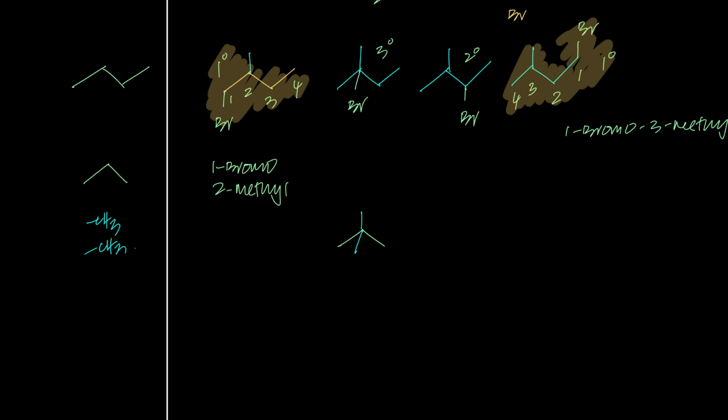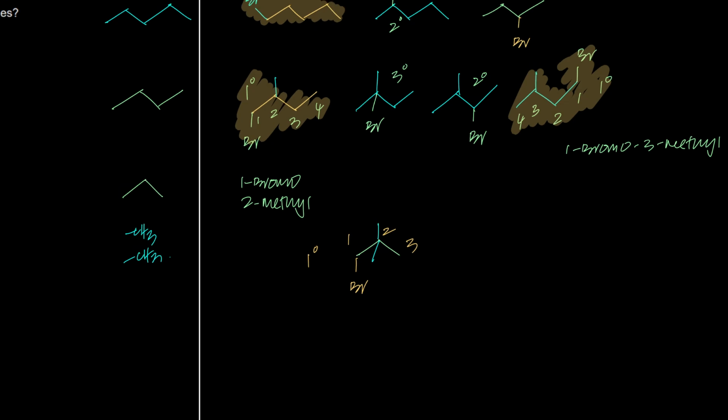Let me use a different color for placing the Br. What's the name? 1, 2, 3. And this is also a primary haloalkane. Why? Because the carbon which has the Br is only bonded to one alkyl group. That's it, this entire structure. So what's the name for this? If you want to name it, it's 1-bromo-2,2-dimethylpropane. That's the name for it.